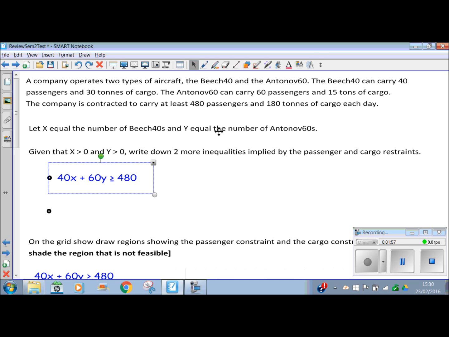Now we look at the constraint on weight. We must carry at least 180 tons of cargo every day. The Beech 40 can carry 30 tons of cargo, and the Antonov 60 can carry 15 tons of cargo. As before, with x as the number of Beech 40 and y as the number of Antonov 60, we can write down this inequation. 30 times the number of Beech 40 plus 15 times the number of Antonov 60 must be greater than or equal to 180.